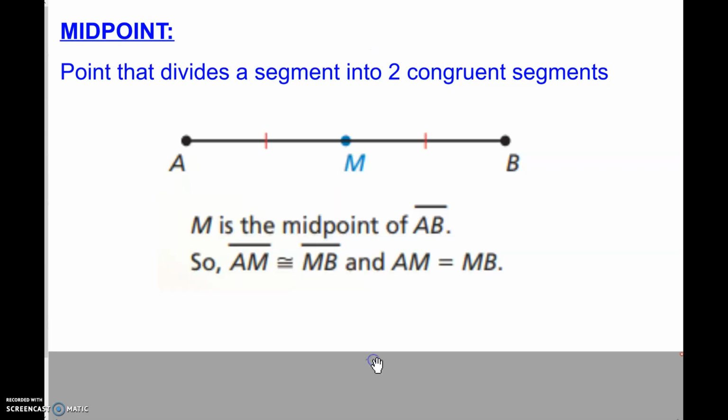All right, what is midpoint? Midpoint is a point that divides a segment into two congruent segments. Like we talked about in a previous lesson, A, M, and B are all collinear points, and M, according to geometry terms, is between A and B. According to the tick marks, AM is congruent to MB, making M the midpoint of AB.